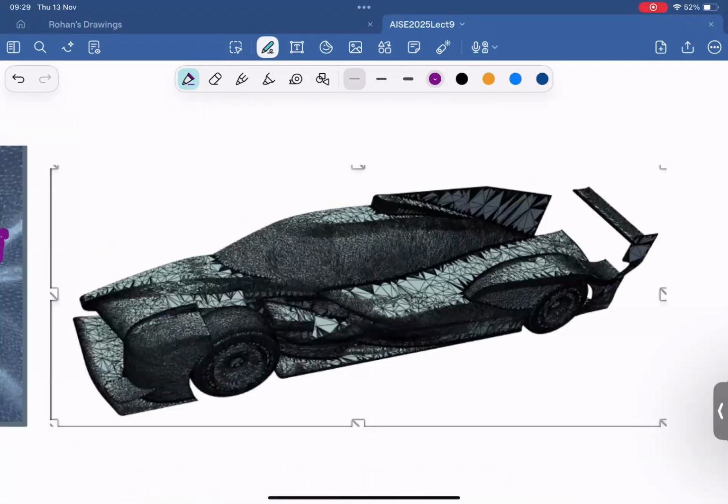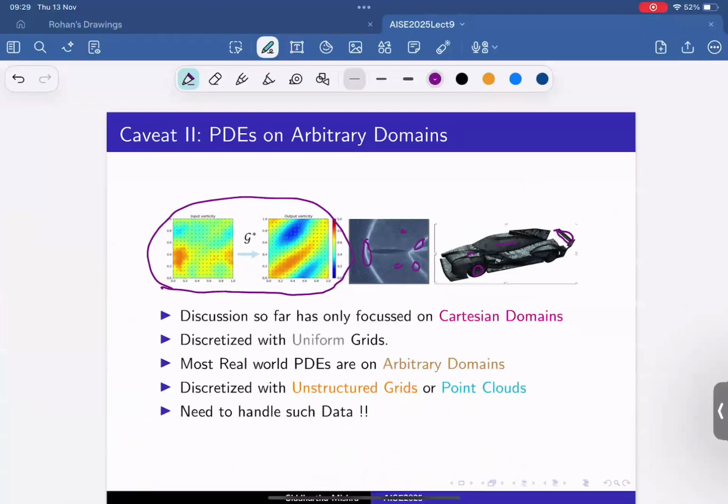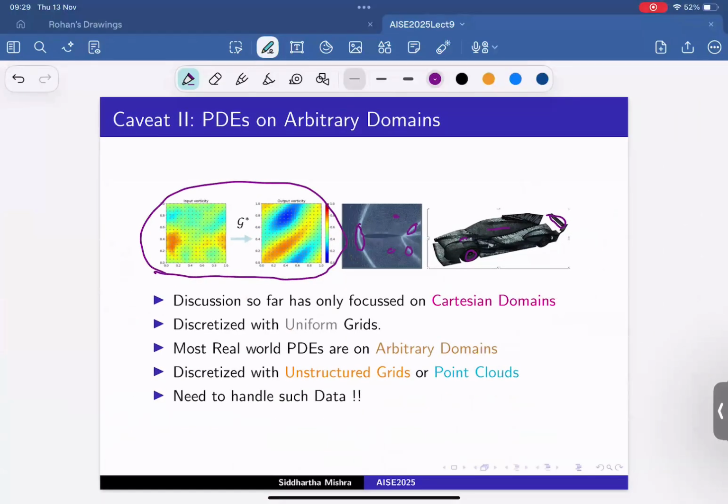And now you can see how complicated the mesh is. I mean, this is for aerodynamic purposes, right? So you have lots of points here on the tires, in the tail fin, right? This is a very complex distribution of points. So input and output are going to be essentially on point clouds, very unstructured meshes. So this is sort of the main point here.